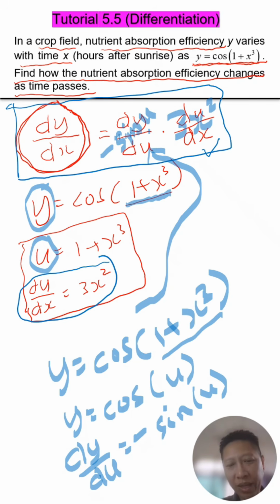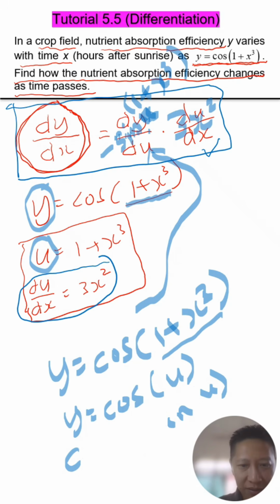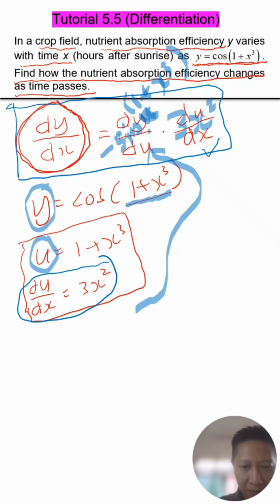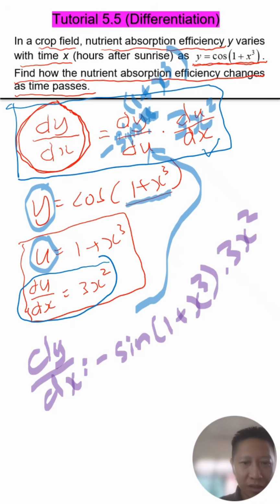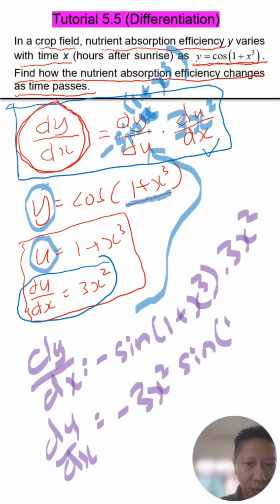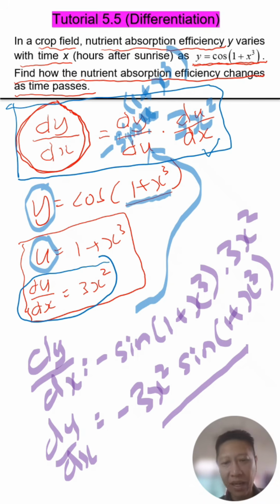But from the beginning, we never had u. We only have y and x, which means we need to replace u with 1 plus x to the power of 3. So at the end, the final answer is dy with respect to dx equals negative sine of (1 plus x to the power of 3) times 3x to the power of 2. Arranged nicely, we have negative 3x to the power of 2 times sine of (1 plus x to the power of 3). This is the answer. Okay, that's all for the session today.